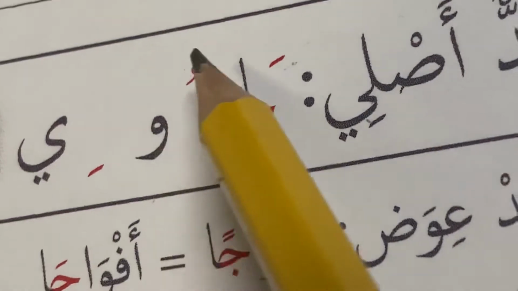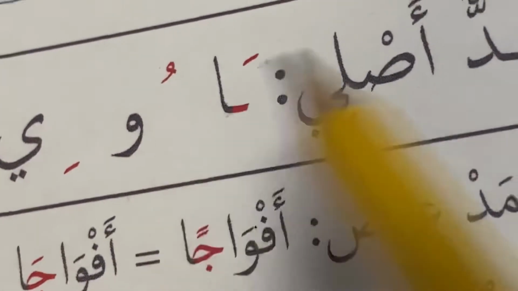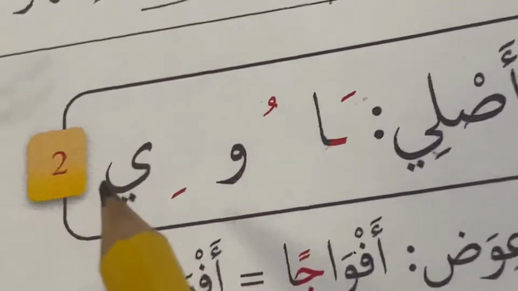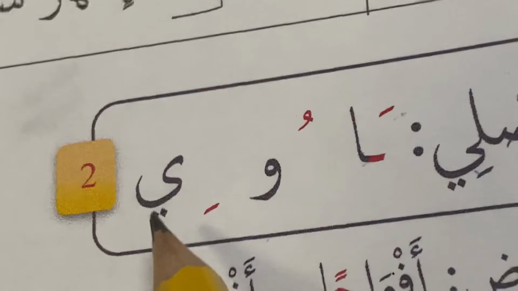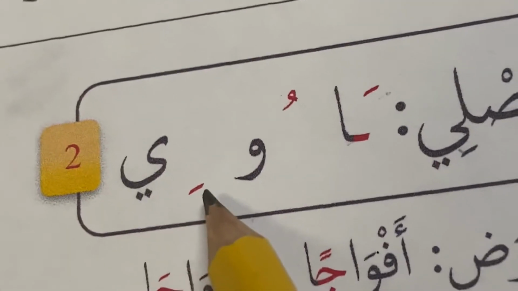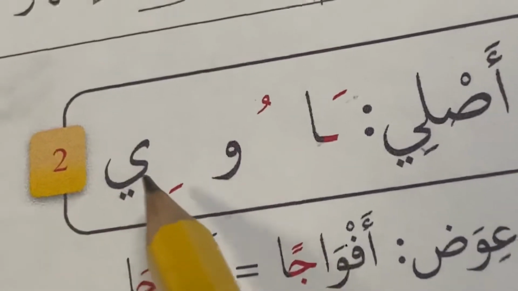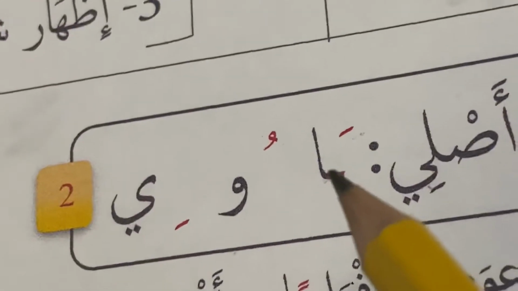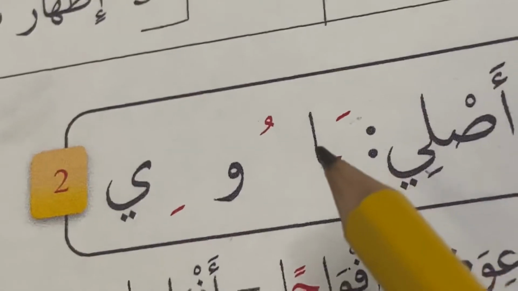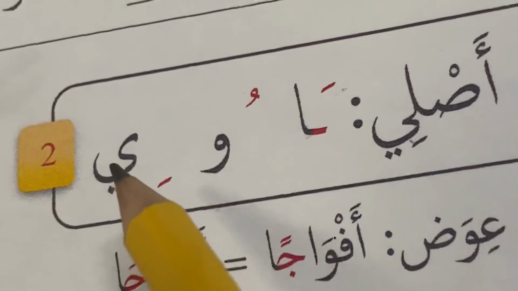Number one you have alif, number two you have waw that has u come before it. When you have waw and you have u come before waw, that's mad asli. Number three, when you have ya and you have e come before ya, that is called mad asli. Remember, okay? Now try to remember. Before alif you have a, before waw you have u, before ya you have e.